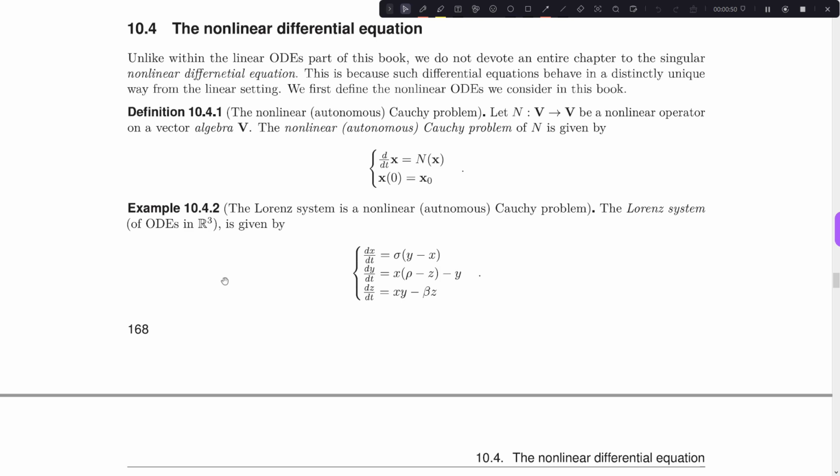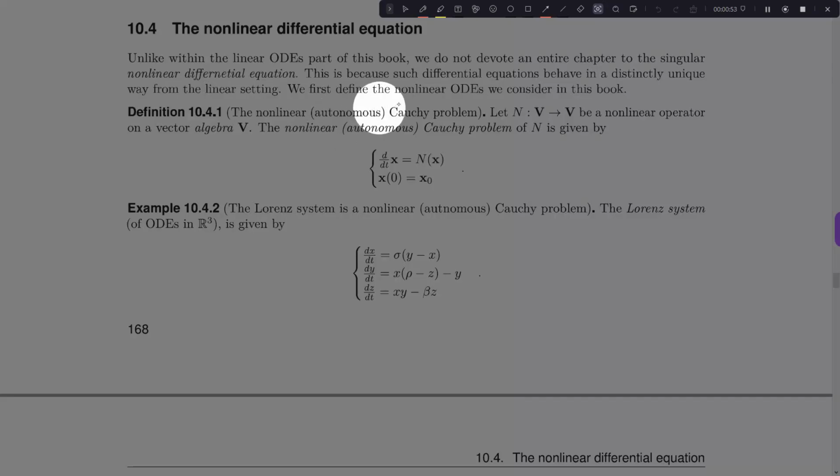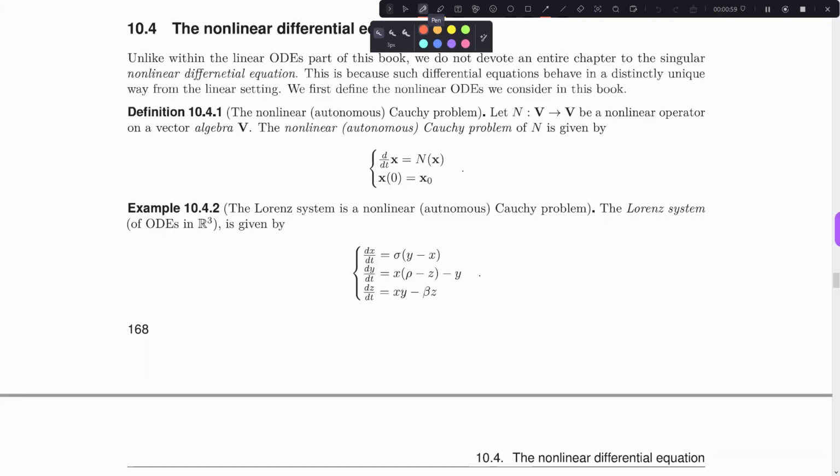So I'm going to start out the same as before with the autonomous Cauchy problem. And it looks almost the same as before, except before we had something like Lx here, right? And in this case now we have N of x, some nonlinear operator of x. So the time derivative of x nonlinearly depends on itself. That's basically what's going on in the autonomous Cauchy problem.